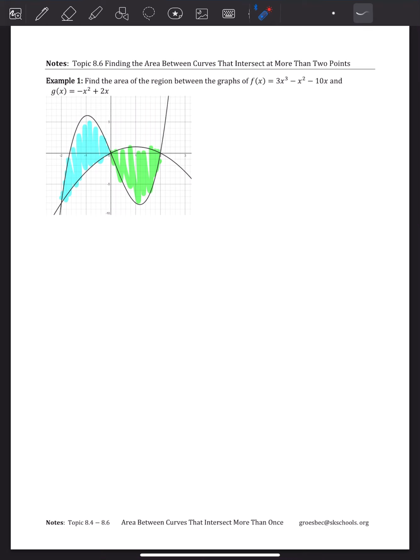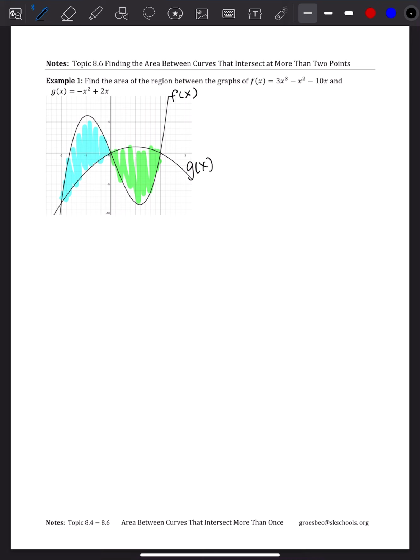Our x squared is a parabola. So if we look at here, this is doing more than a parabola is doing, which looks like a cubic. That means that this one right here is f of x. This one right here is our g of x equation as they are written.